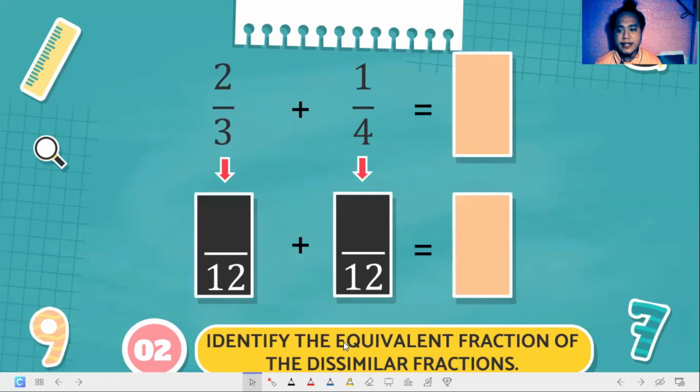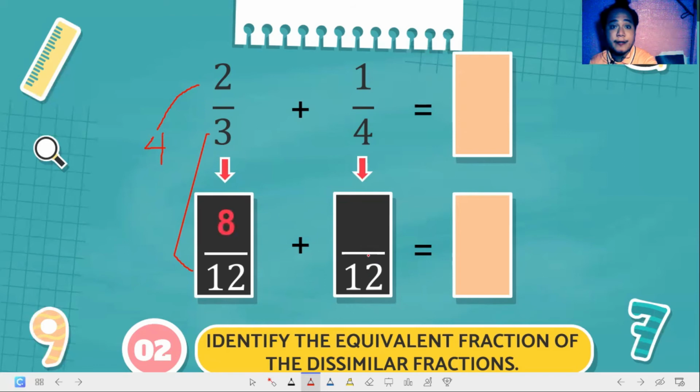Now, for our second step, we are going to transform the original fractions into their equivalent fractions. Okay, so let's now try it. First original fraction, 12 divided by 3 is 4. Then 4 multiplied by 2 is what? 8. Very good.